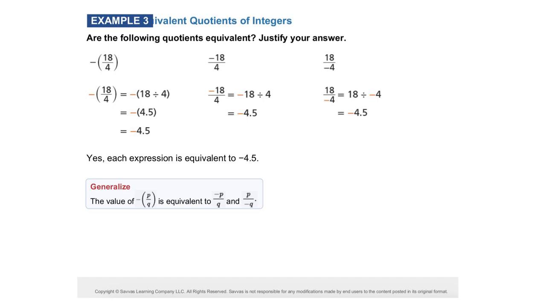Okay, we are now at example 3 on the bottom of page 55. Sometimes kids get concerned about where the negative is sitting in a fraction. I just want you to know that that negative can either be outside, it could be on top, or it could be on the bottom. It doesn't matter where your negative is. All of these fractions are equivalent to each other.